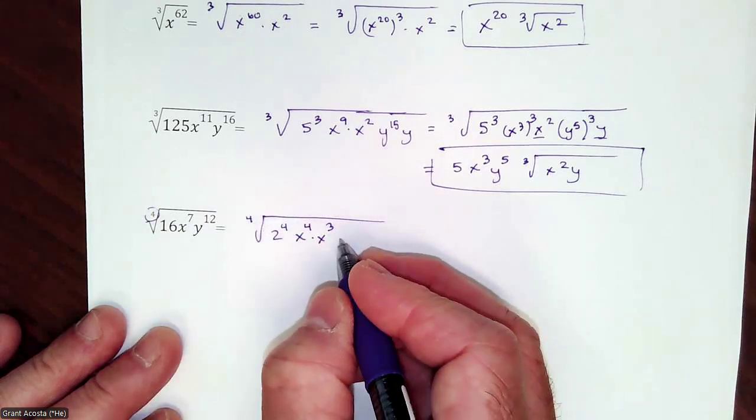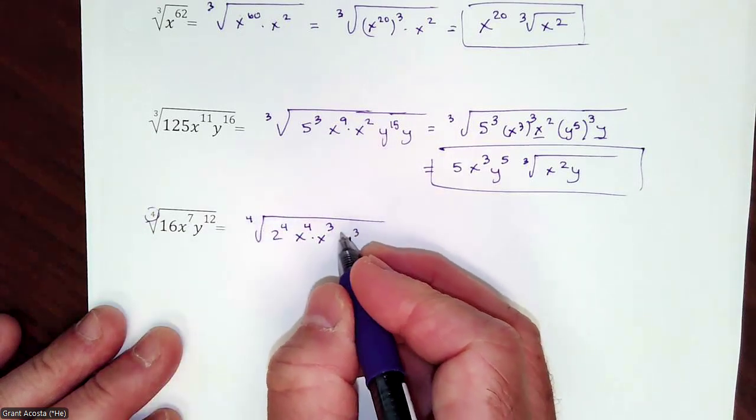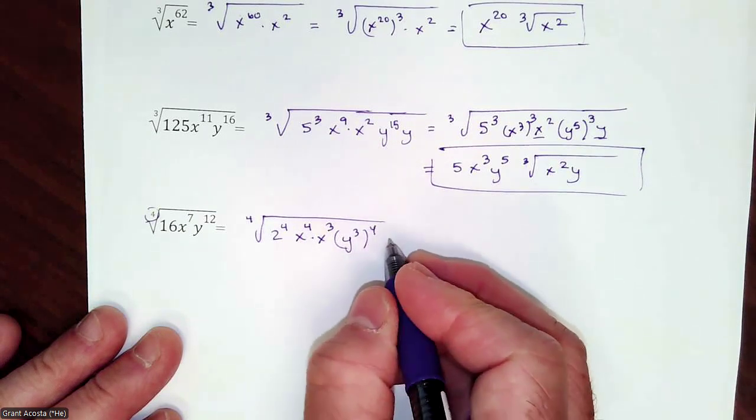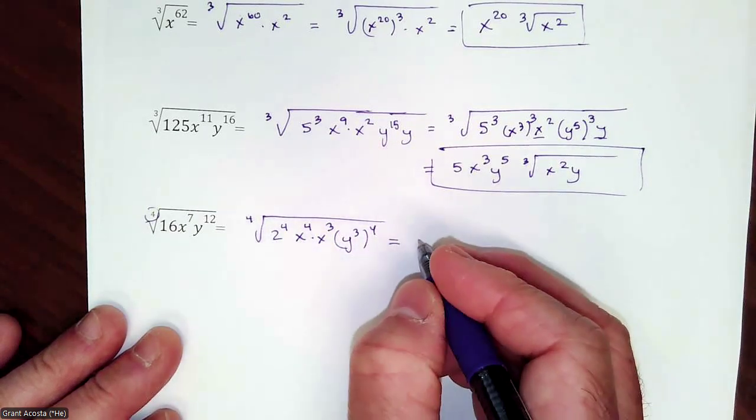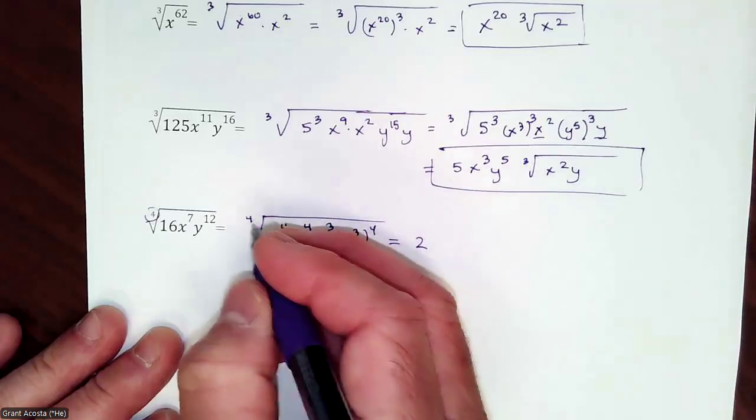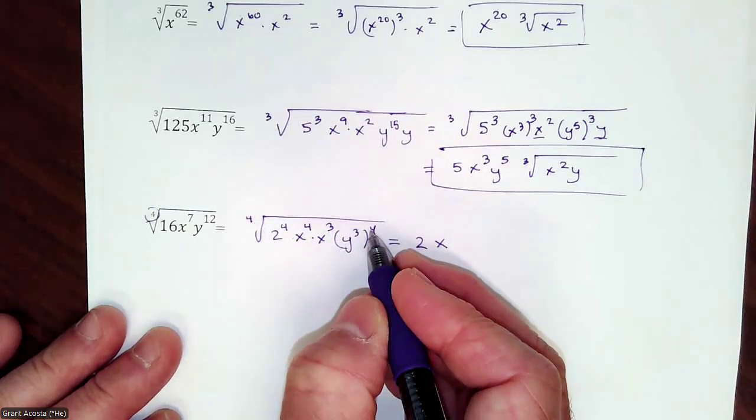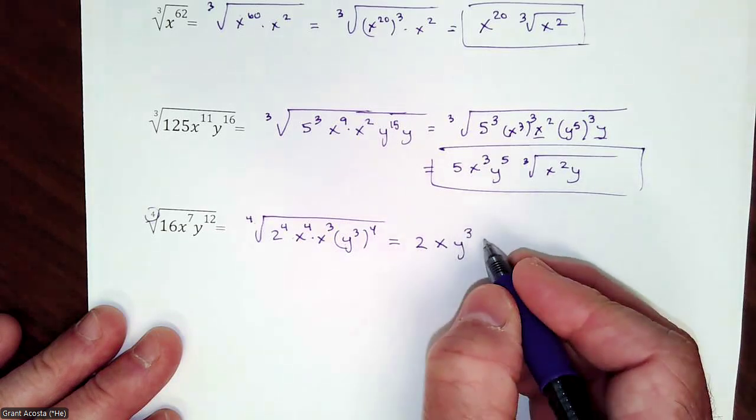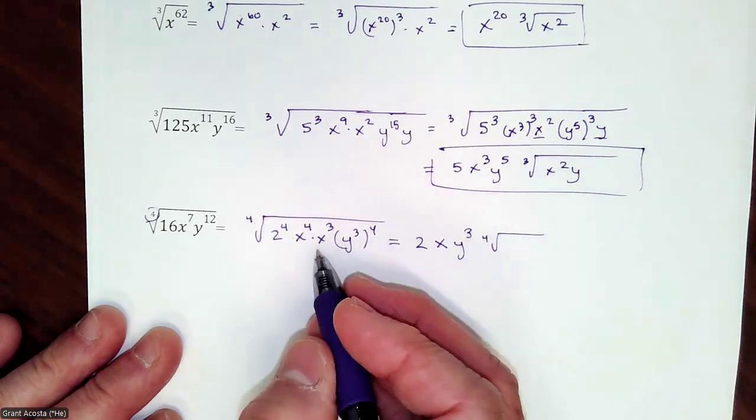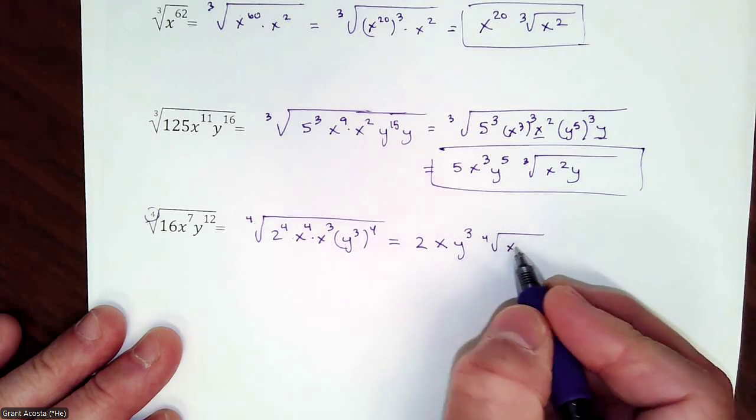And y to the 12th is y cubed to the 4th. So the 2 can come out. The 4th root of x to the 4th is just x. The 4th root of y cubed to the 4th is y cubed, times the 4th root of x cubed.